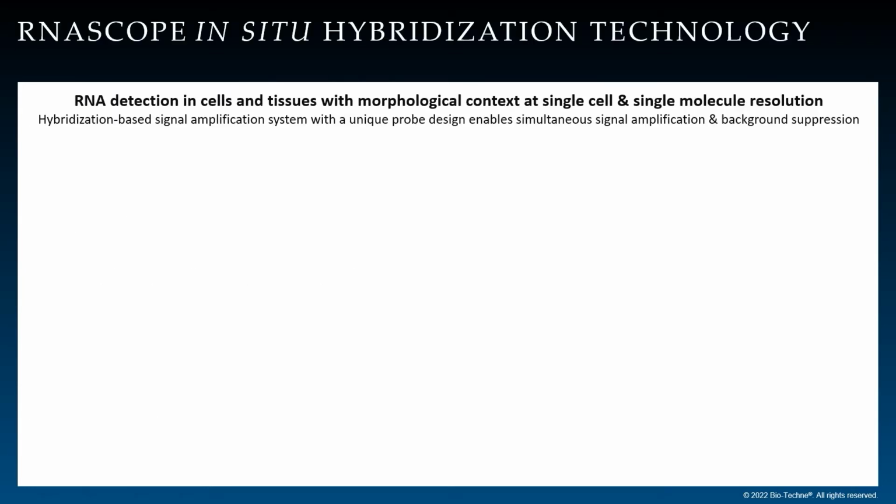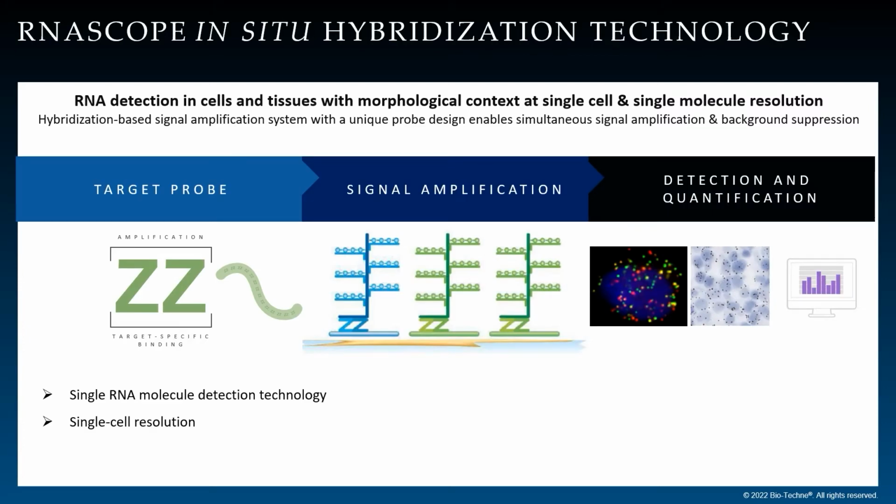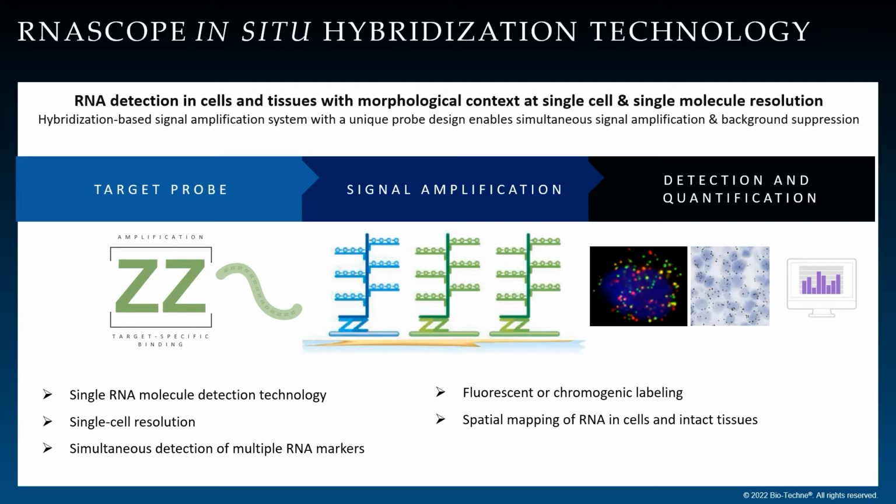RNAscope technology yields advanced in situ hybridization assays with greater sensitivity than traditional in situ methods. Our assays use oligonucleotide scaffolds that we call amplification trees to achieve single molecule detection and single cell resolution. Many of our assays can detect multiple RNA targets on a single sample. The technology central to our assays can detect a variety of targets with different lengths using chromogenic or fluorescent detection methods for spatial mapping of RNA in cells and intact tissues.